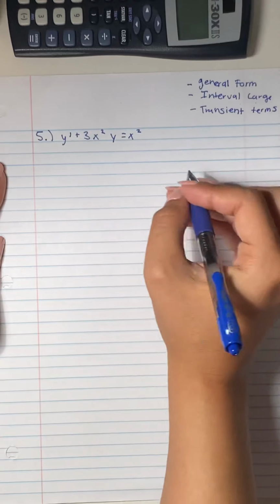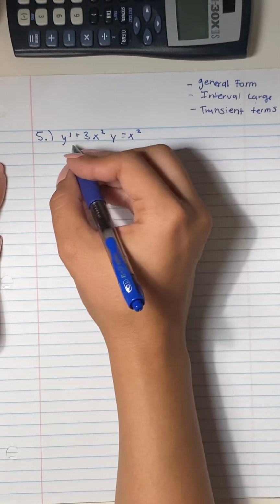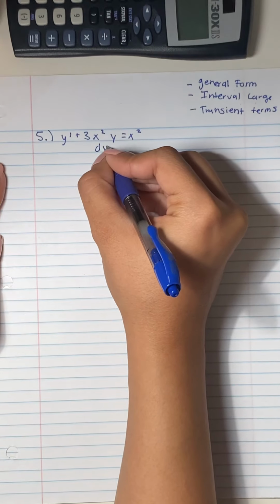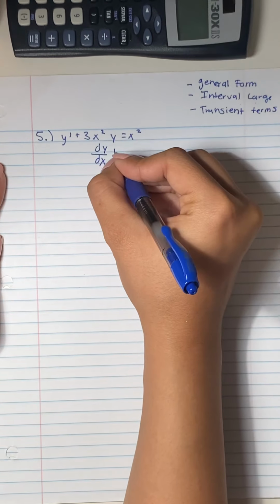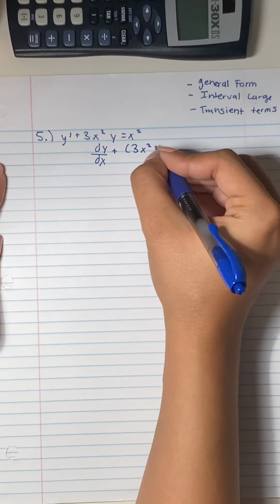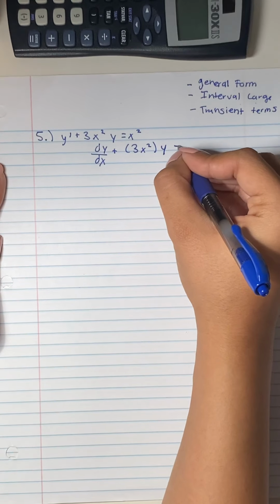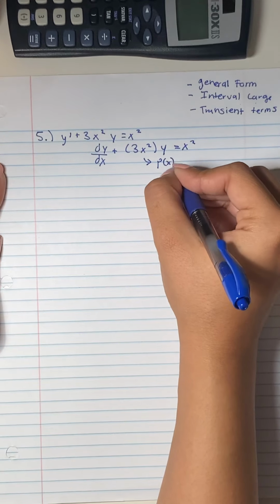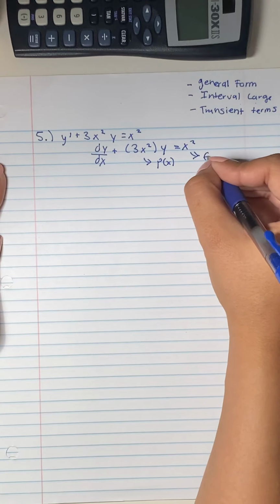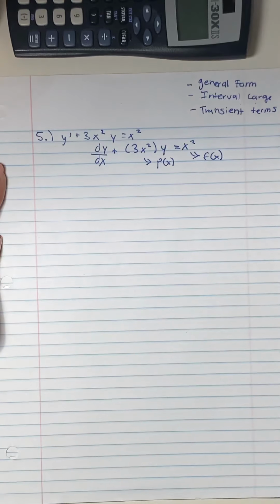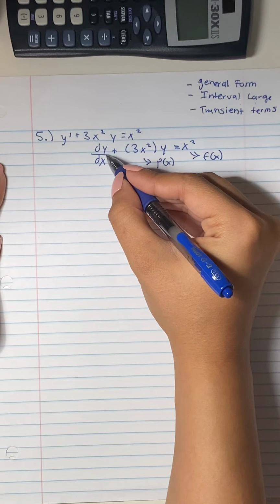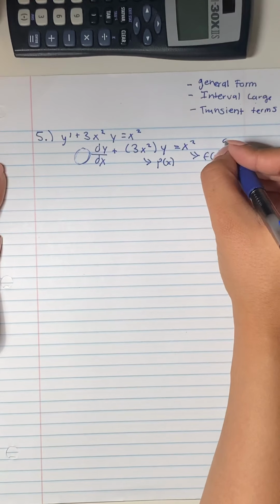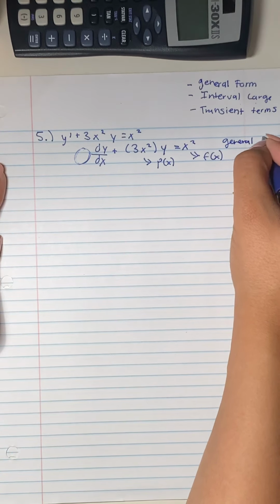So first we're going to take a look at this equation and see whether it needs to be in general form. Right here it looks like it's already in general form, because we already have our p of x, we already have our function f of x, we have a leading dy over dx, and there is no coefficient here, so it is already in general form.